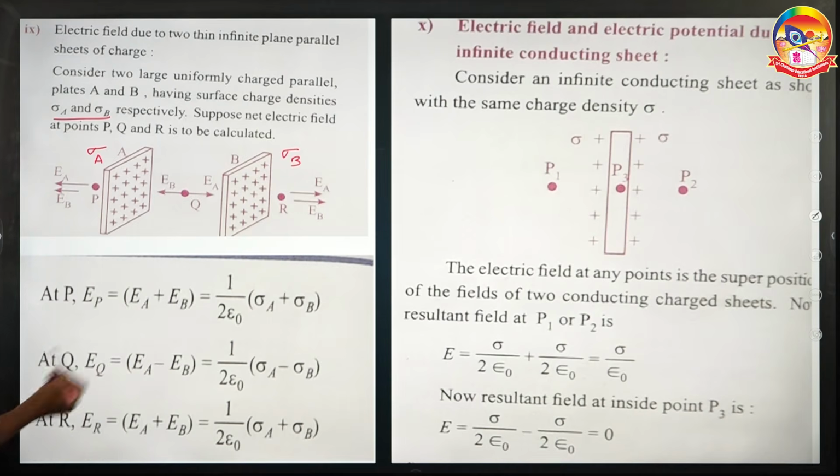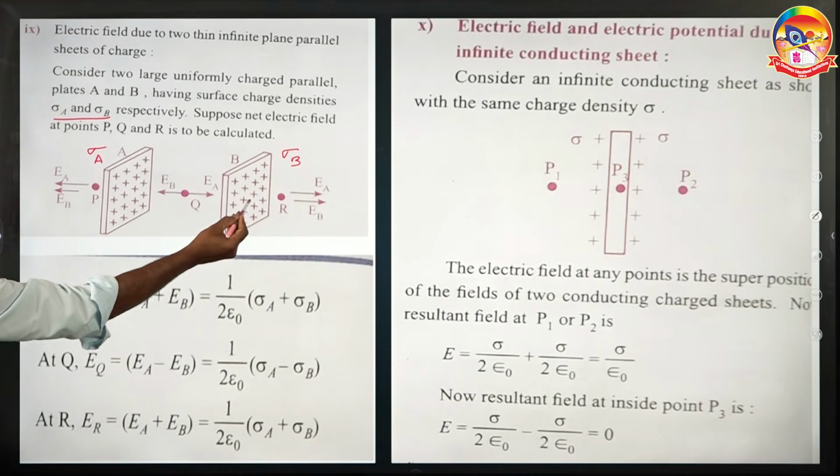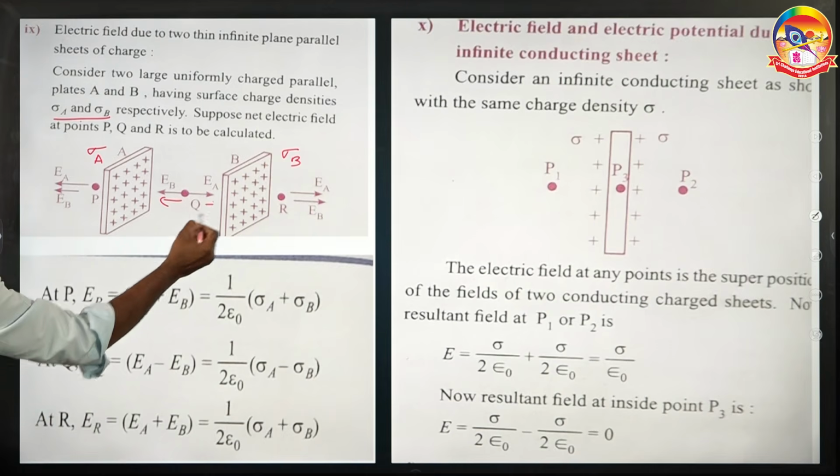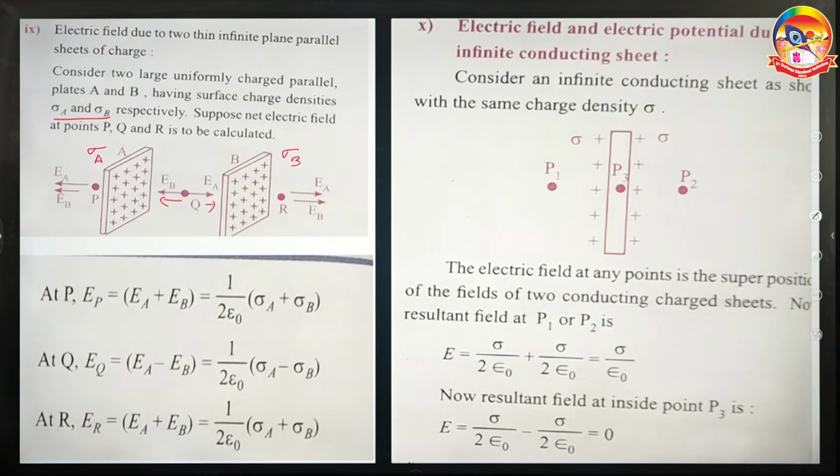This is also the same thing, this one and this one are same, but the only thing is at this place, due to this it is to the right, due to this it is to the left, they are opposite to each other. If they are equal in sigma, then it will be 0, a null point will be created.